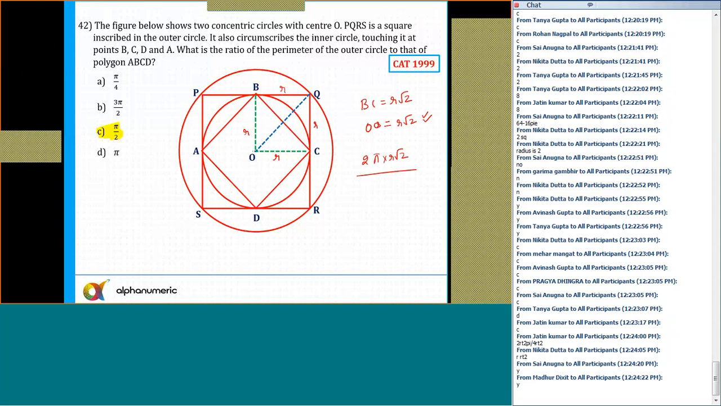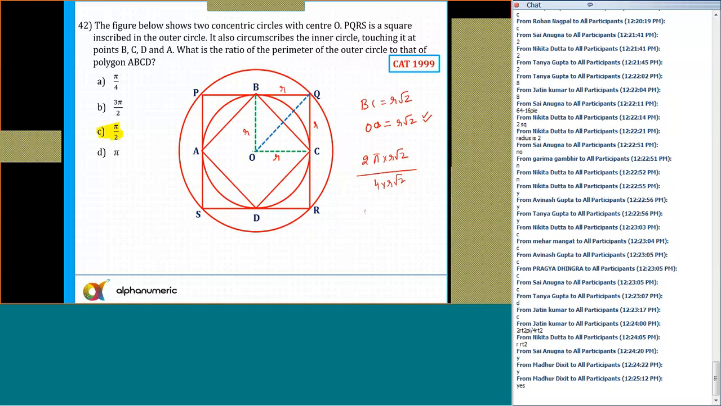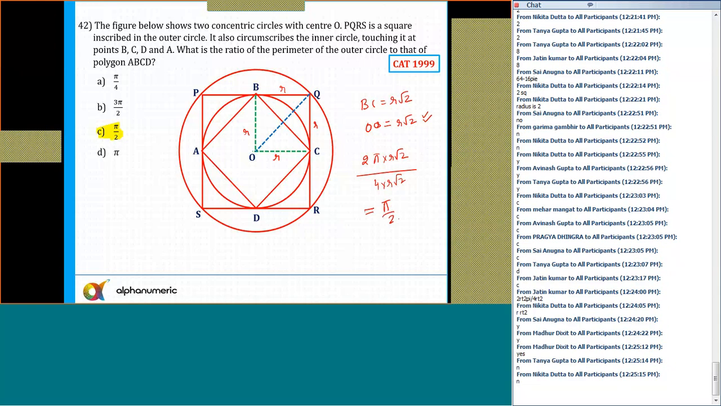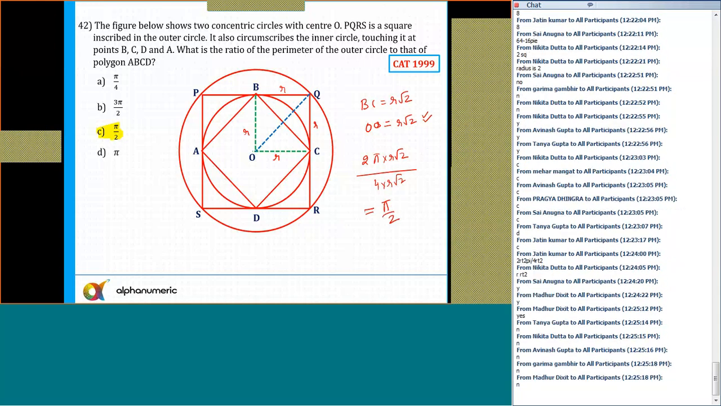Okay. To that of the polygon ABCD. The length of BC is equal to R root 2. So that is 4 into R root 2, as the perimeter is 4a. For the square ABCD, the side length is R root 2. So R root 2 will get cancelled. So the answer will be simply pi. So this was also an easy one. Any doubts to anyone now? Can I move to the next question?